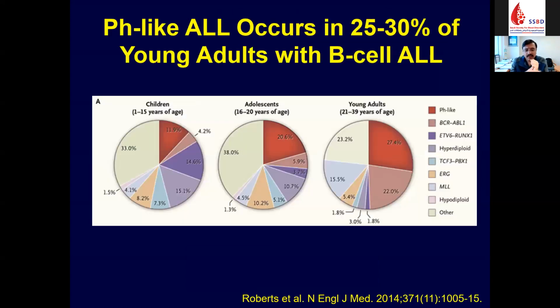So what is the incidence? The incidence here is highlighted in the red pie chart, where in kids it's around 12%, in adolescents it's around 20%. And when you look at young adults, age 21 to 39, it's almost 27% in this large series. So it's not a small percentage of patients we're talking about. This is a substantial number of patients in each age group who have PH-like ALL.